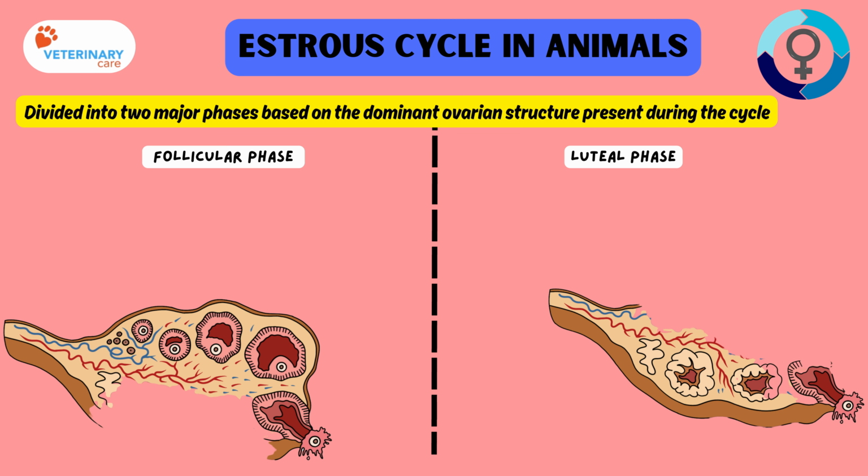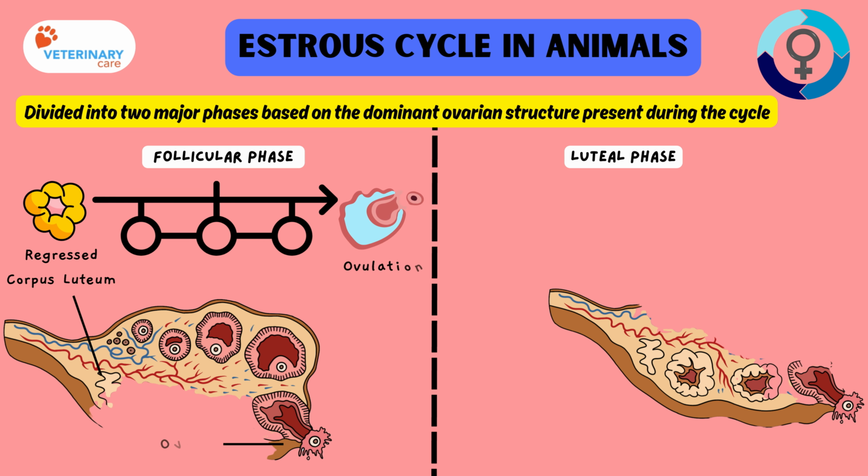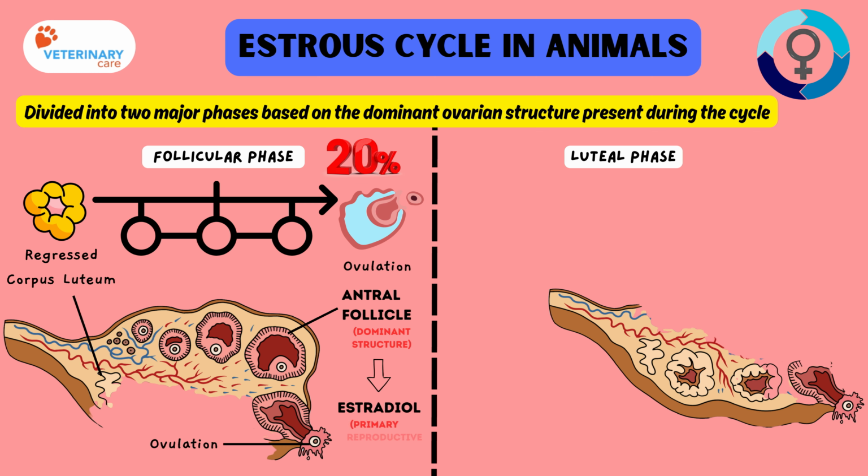The follicular phase begins with the regression of the corpus luteum and ends at ovulation. This phase is relatively short and occupies about 20% of the estrus cycle. During this period, the ovaries are dominated by large antral follicles, which secrete estradiol as the primary reproductive hormone. Estradiol plays a crucial role in preparing the reproductive tract and stimulating estrus behavior.